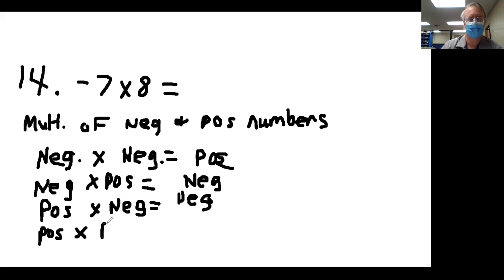A positive number times a positive number equals a positive number. So what we have here is a negative number times a positive number. Negative number times a positive number equals a negative number. So we know this is going to be negative. 7 times 8, if you can use your calculator, or if you know by heart, negative 56 is going to be your answer.